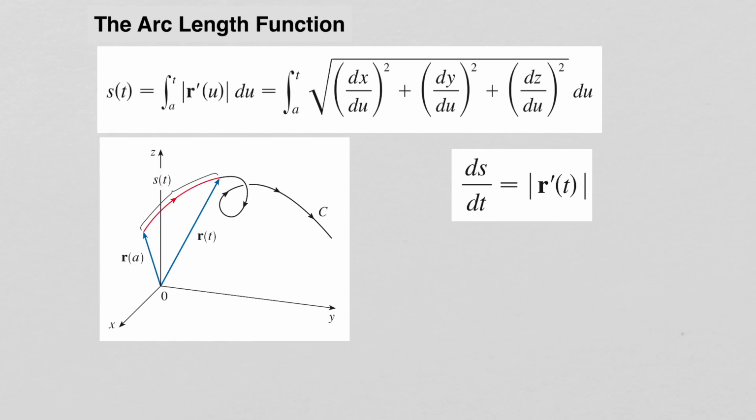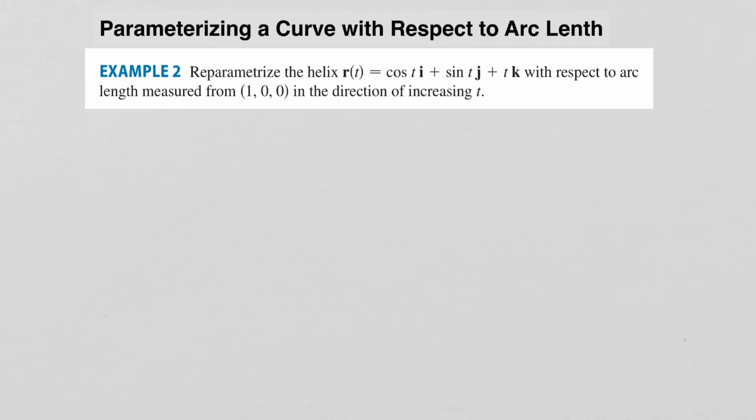And it's also worth noting that ds/dt is a measure of how fast the arc length is changing with respect to t. Now let's take a look at parameterizing a curve with respect to its arc length. Here we want to re-parameterize the helix given by r of t with respect to its arc length measured from the point (1, 0, 0) in the direction of increasing t.